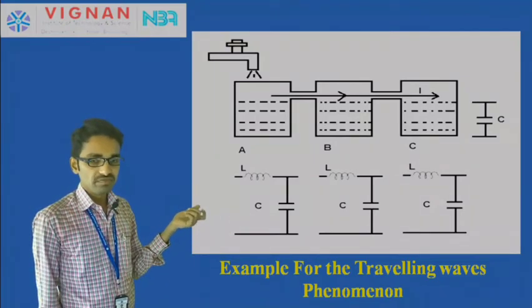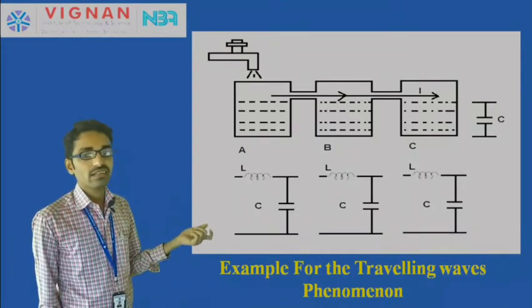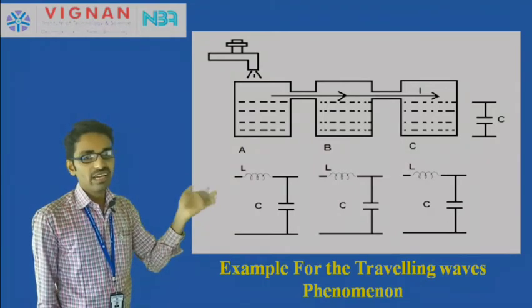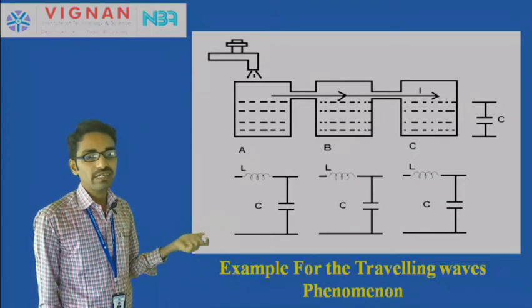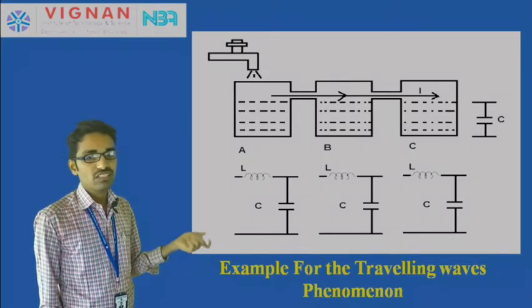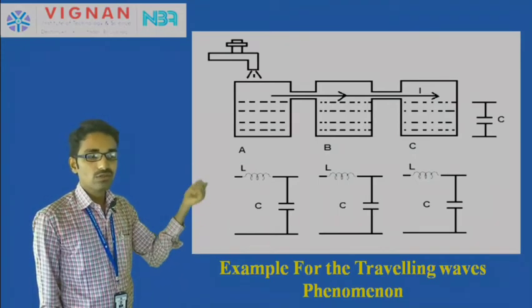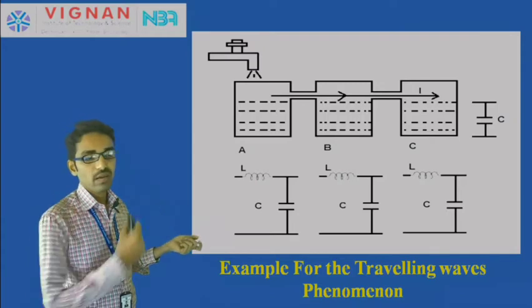Here the current wave is associated with the inductor and the voltage wave is associated with the capacitor, because L di/dt is the energy stored in the inductor and C dV/dt is the energy stored in the capacitor. That means the current wave is associated with the inductor and the voltage wave is associated with the capacitor.